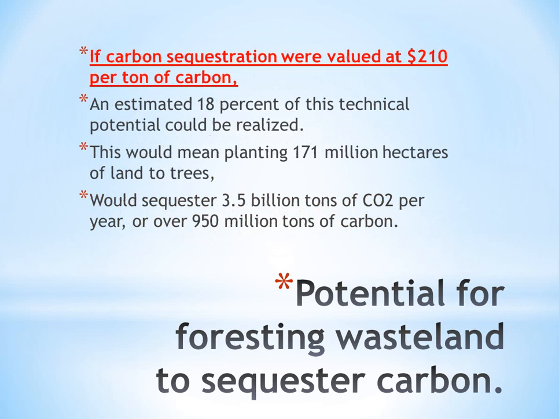Potential for foresting wasteland to sequester carbon. If carbon sequestration were valued at $210 per ton of carbon, an estimated 18% of this technical potential could be realized. This would mean planting 171 million hectares of land to trees would sequester 3.5 billion tons of CO2 per year, or over 950 million tons of carbon.